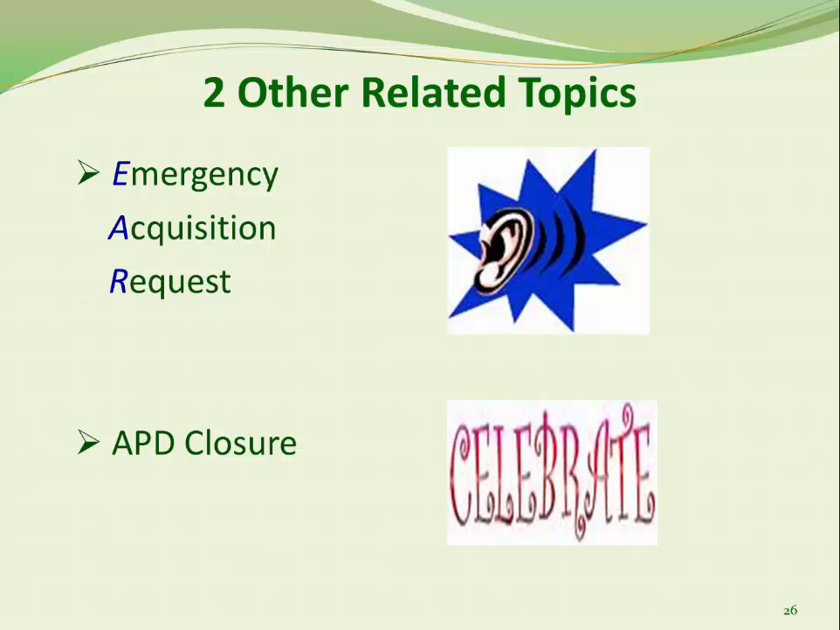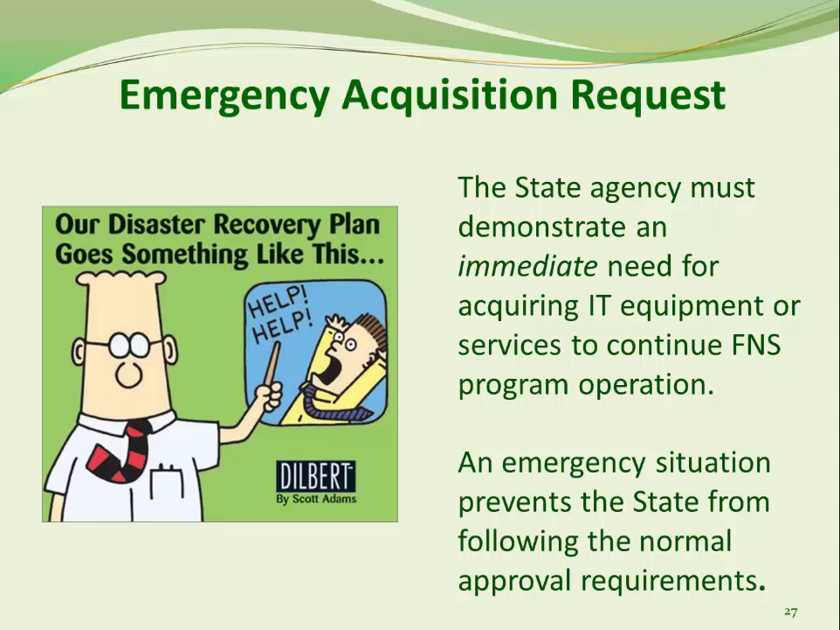Now that we have had an APDU progress check, there are two other topic areas that will be covered in this session. The Emergency Acquisition Request, also known as the EAR, and the other is the APD closure. In the APD world, the EAR is a brief written request that provides a means for a state to take prompt action due to a demonstrated emergency.